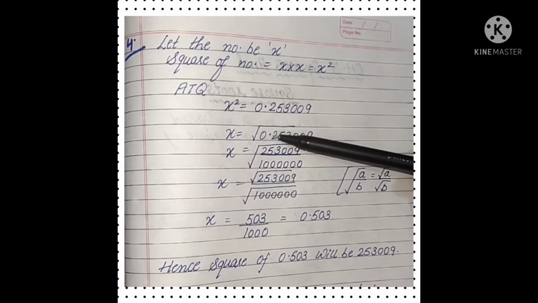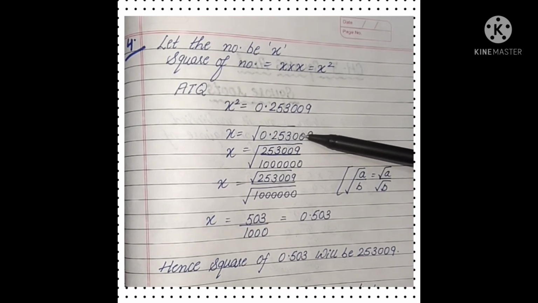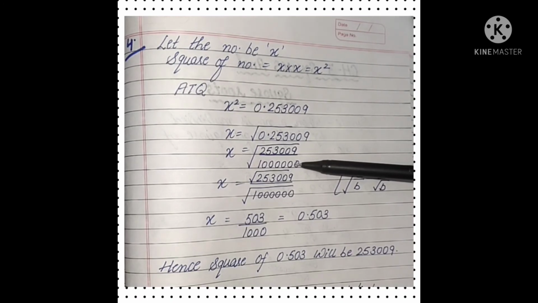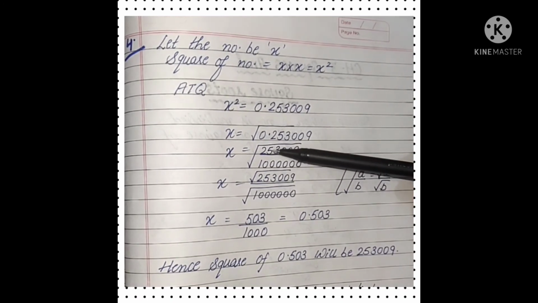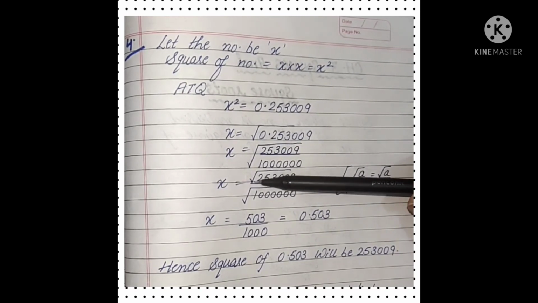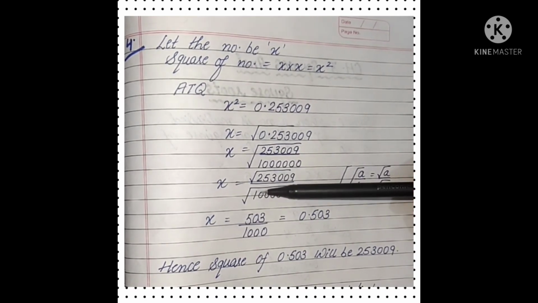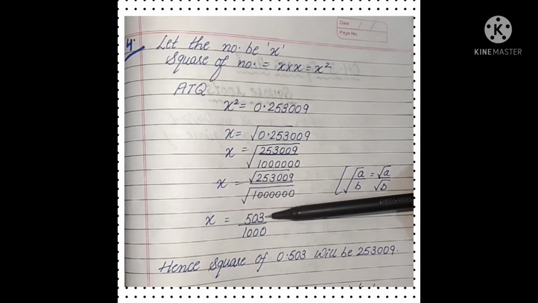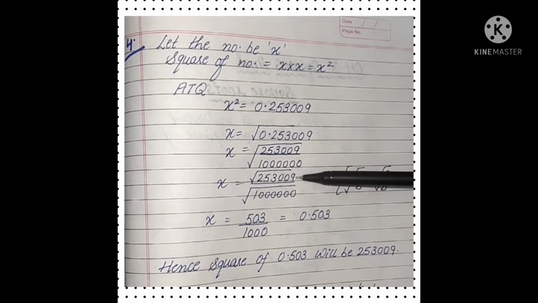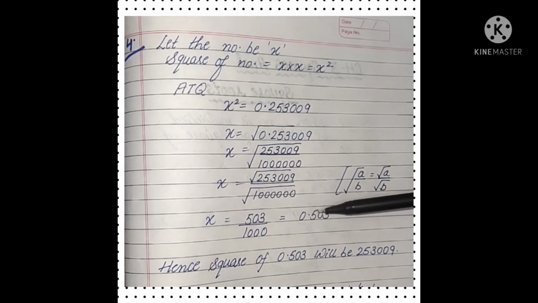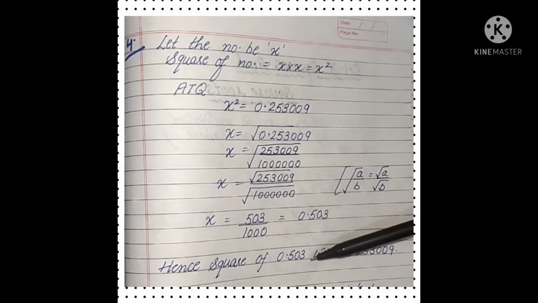Now see, there are 6 digits after the decimal. So when you remove the decimal, 6 zeros will be added in the denominator. Now this square root will be distributed in the numerator as well as in the denominator. It will become x equal to under root 253009 upon under root 10 lakh, and x equal to 503 upon 1000. 503 is the square root of 253009 and 1000 is the square root of 10 lakh. So the answer will be 0.503, means this is the number whose square is 0.253009.